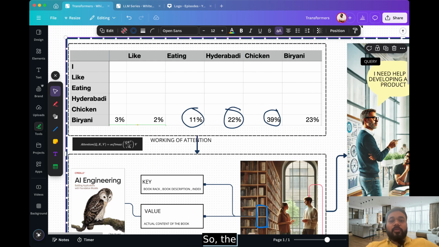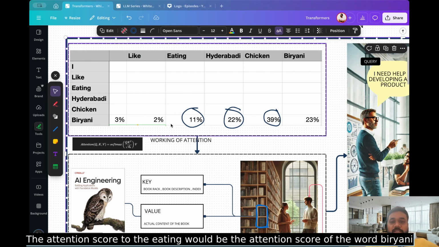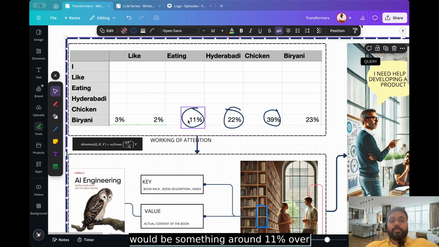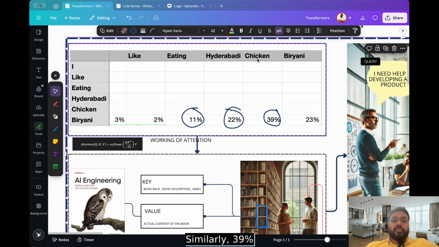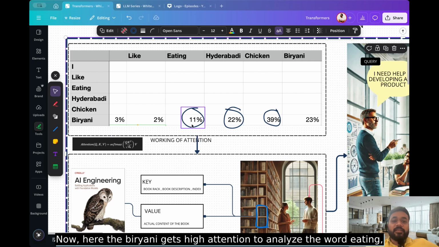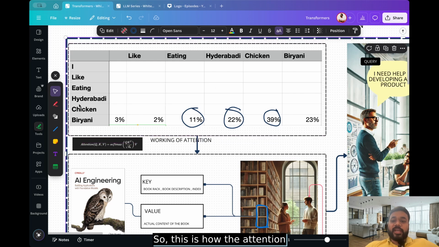Let's take an example. In our sentence, I like eating chicken biryani, the attention score of the word biryani to eating would be something around 11%. And then similarly, the Hyderabadi attending to the word biryani would be something around 22%. Similarly, 39% to chicken and 23% to biryani itself. Now, here biryani gets high attention to analyze the words eating, Hyderabadi, and chicken itself. So this is how the attention mechanism works.